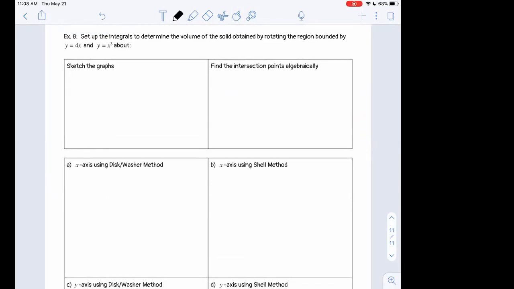All right, so we're setting up integrals to determine the volume of a solid obtained by rotating the region bounded by these 2 curves about a variety of axes. So we're going to look at what it's like when I revolve it around the x-axis and the setup using disk and washer method. But we're also going to look at what happens when we revolve it around the x-axis and we change the method to shell method.